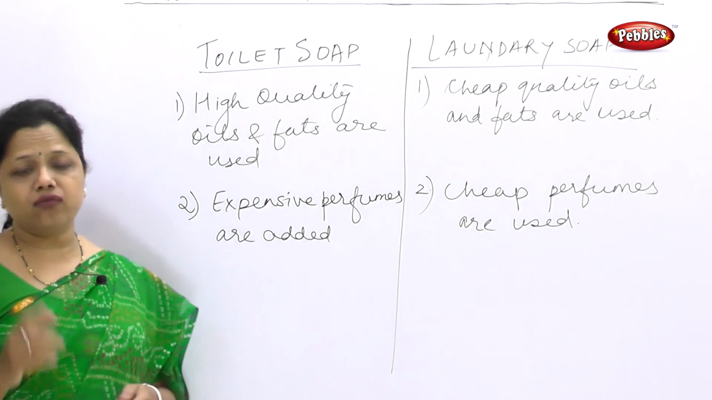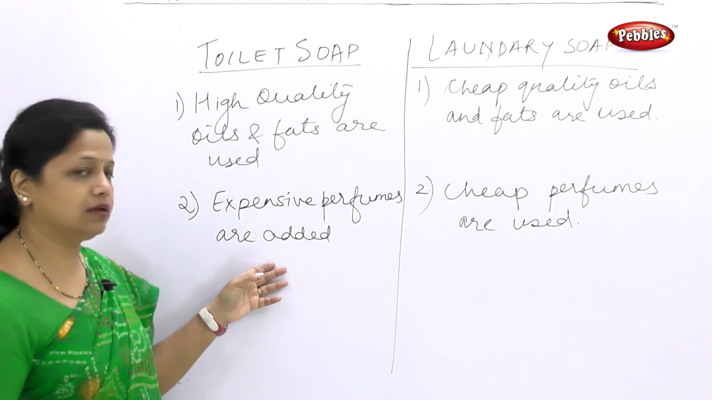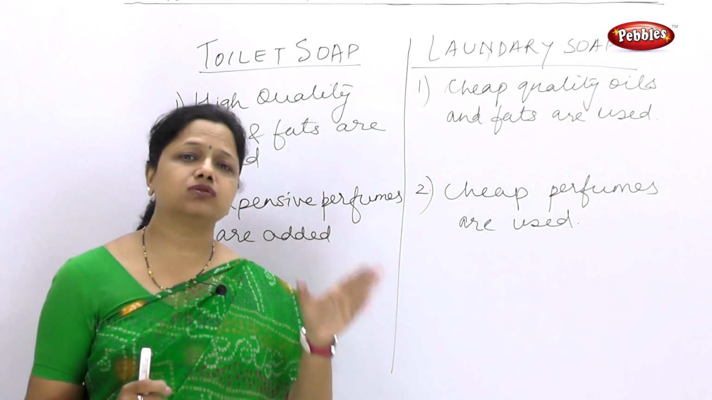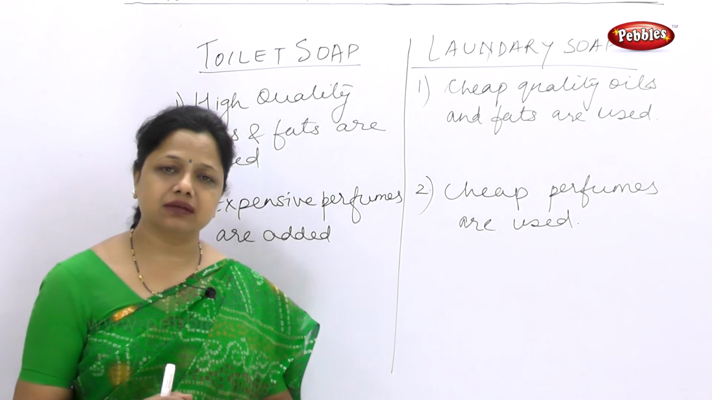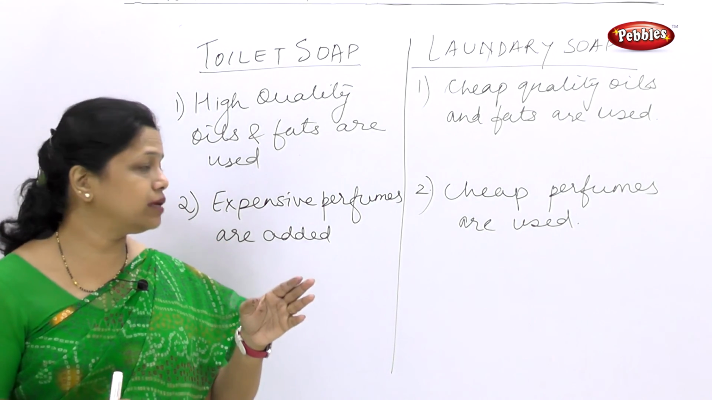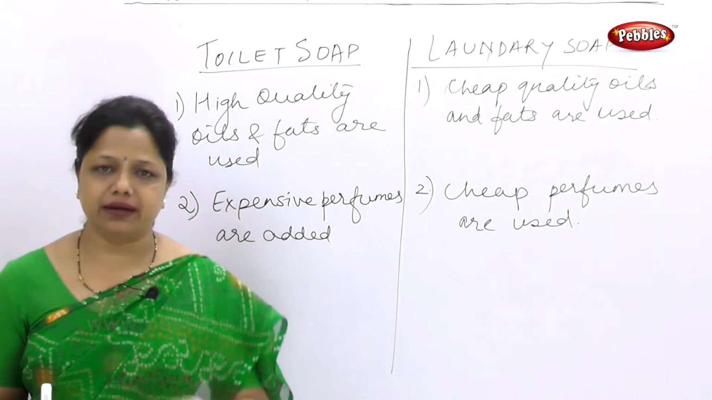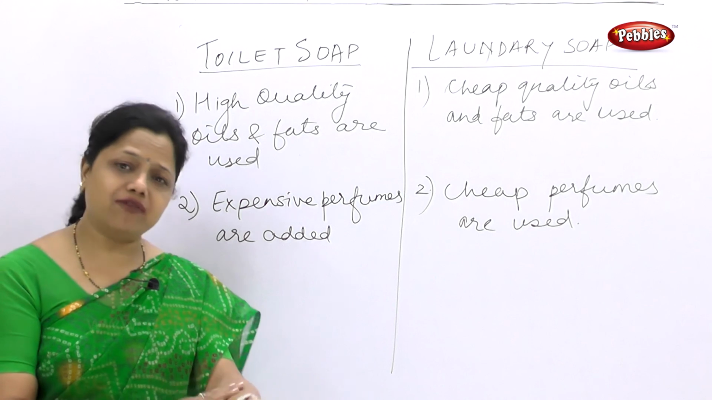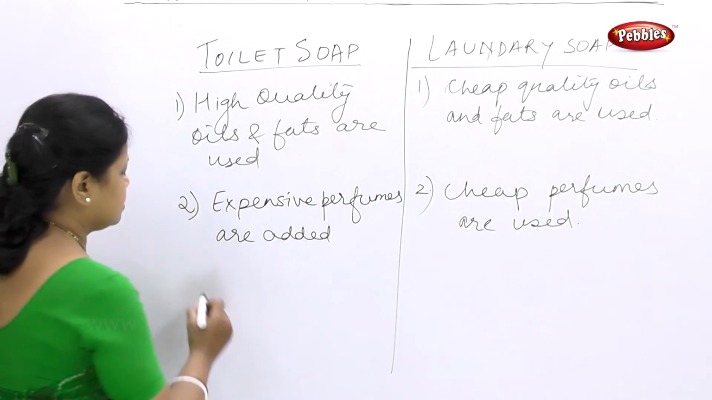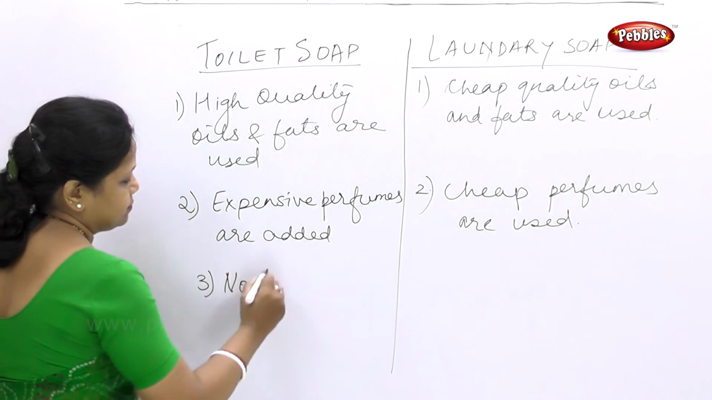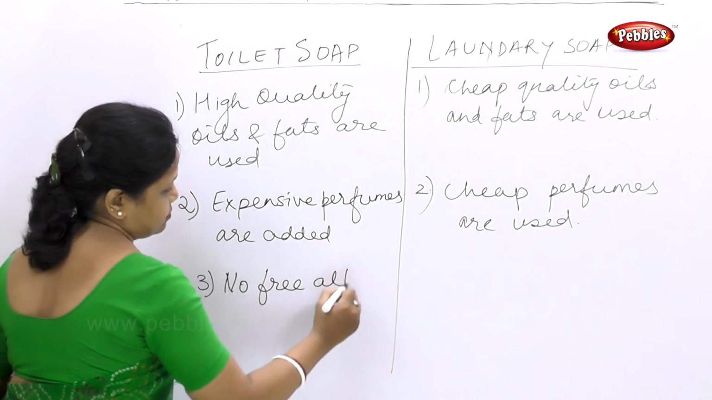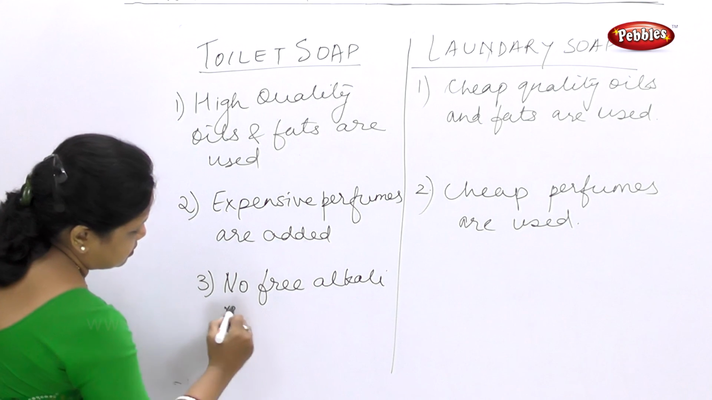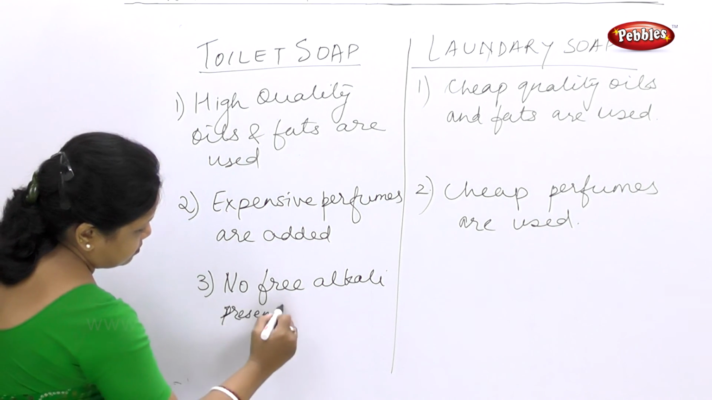Third difference, no free alkali content is present here. The alkali content means, remember I said what is soap? Soap is a sodium or potassium salt of fatty acid. Now that sodium salt is coming from NaOH which is added. So that NaOH do not have any free alkali which may affect our skin. So here third is no free alkali is present in this soap.